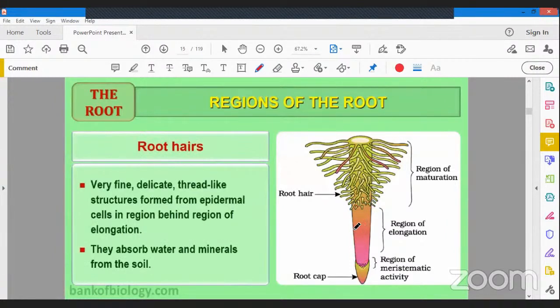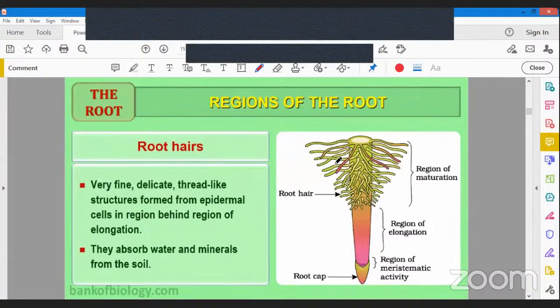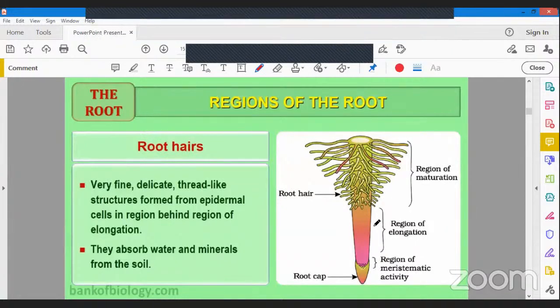Done. So we go to the next part, root hairs. In the region of maturation, very fine thin thread-like structures are formed from the epidermal cells, the outermost layer of cells. These are called root hairs. Root hairs basically absorb water and minerals from the soil. Absorption does not take place in the region of elongation or meristematic activity. It takes place in the root hair region. So take it down: root hair regions will help in absorption.